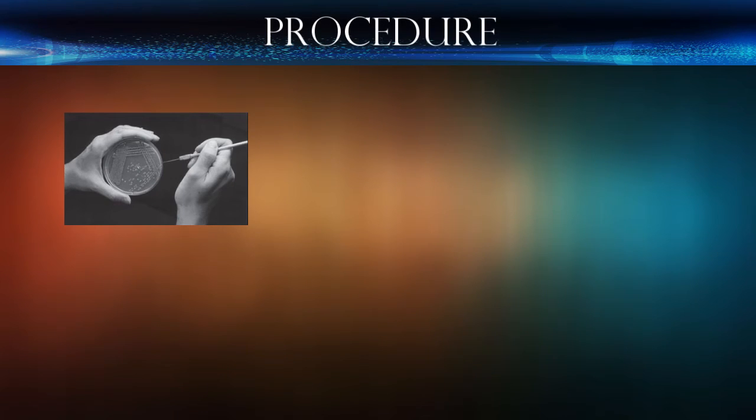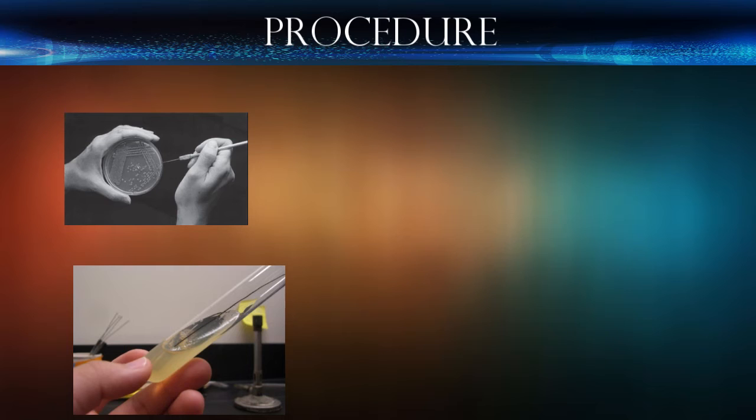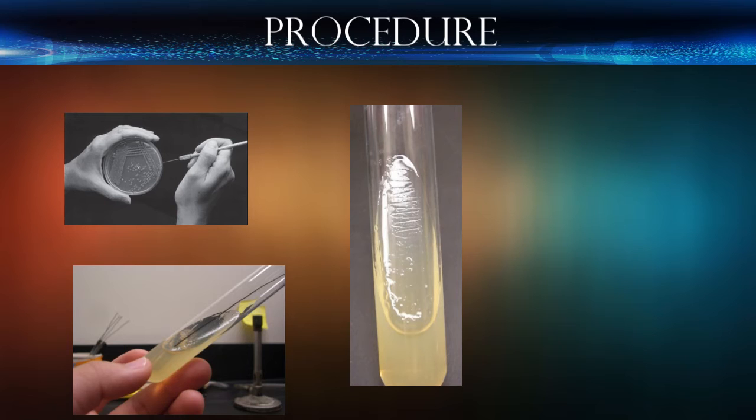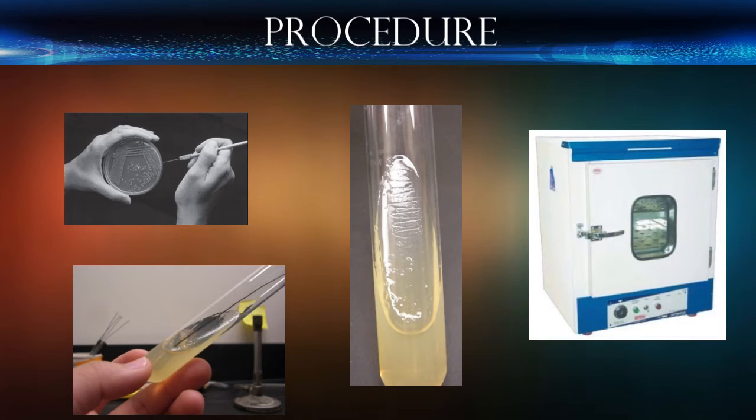Procedure. With a sterilized, straight inoculating needle, touch the top of a well-isolated colony. Inoculate the triple sugar iron agar by first stabbing through the center of the medium to the bottom of the tube, then streaking on the surface of the agar slant. Incubate the tube at 35 degrees Celsius for 18 to 24 hours and observe the reaction.